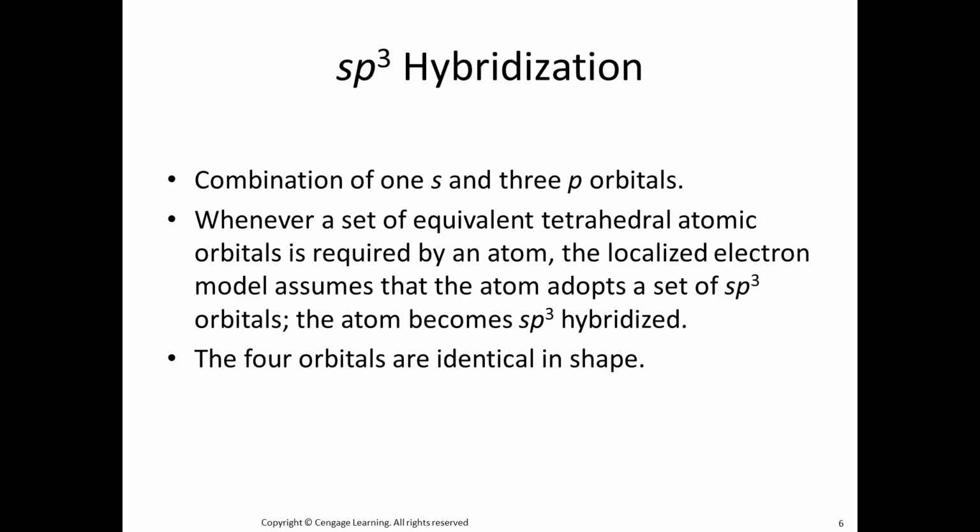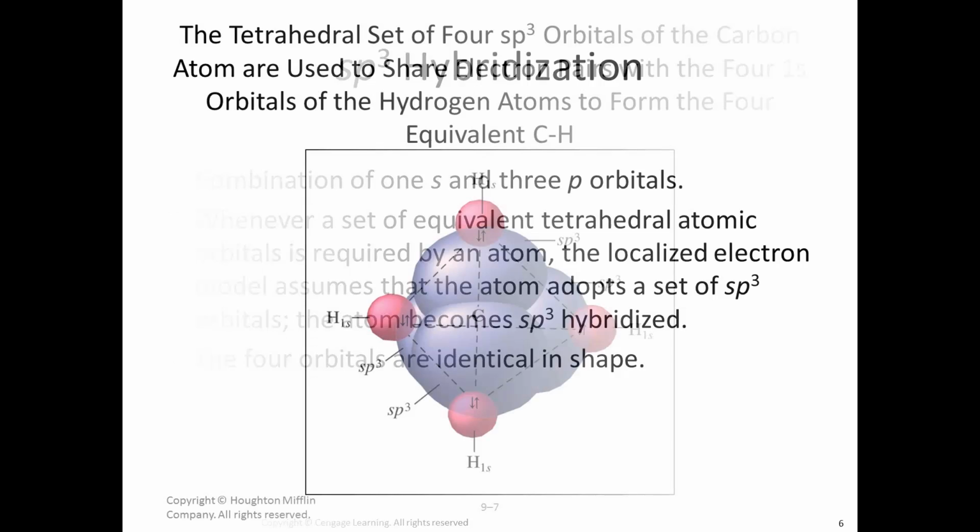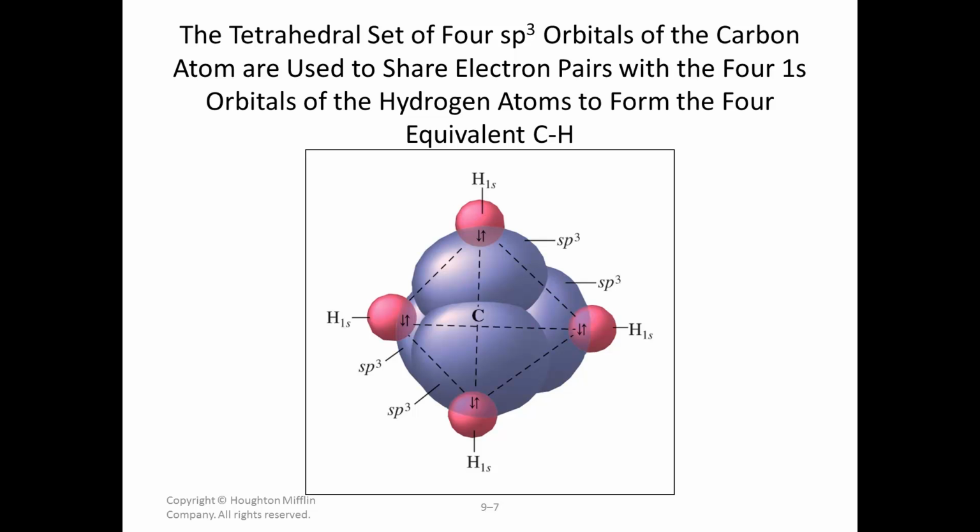Whenever a set of equivalent tetrahedral atomic orbitals is required by an atom, the localized electron model assumes the atom adopts a set of sp3 orbitals. The atom becomes sp3 hybridized. The 4 orbitals are identical in shape. The bond lengths are the same size, and the bond angles are all the same, 109.5. Here we have our central carbon atom with our sp3 orbitals shown in purple overlapping with our 1s hydrogen orbital. The electrons are shown as arrows up and down.